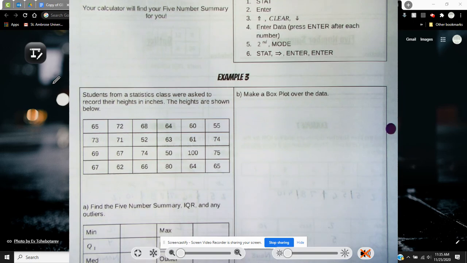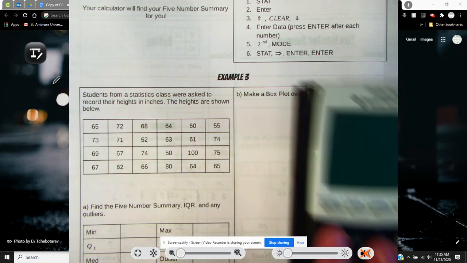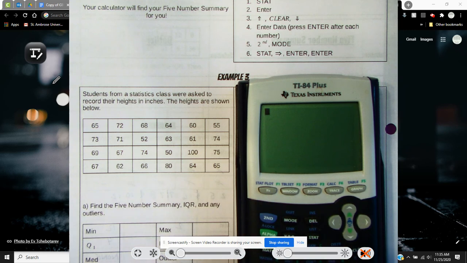So let's use these calculator steps to do this next question. Remember, your Chromebooks do have the graphing calculator, so I would make sure you have those pulled up. Like I said before, make sure it is pinned to your bar for easier access.